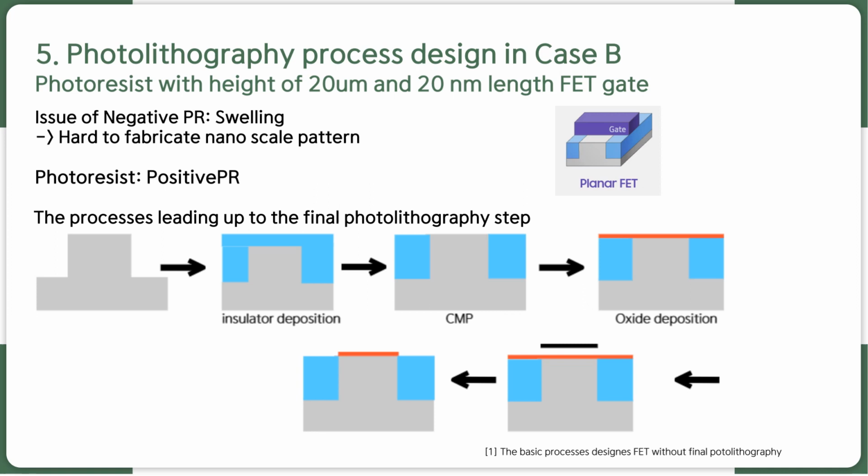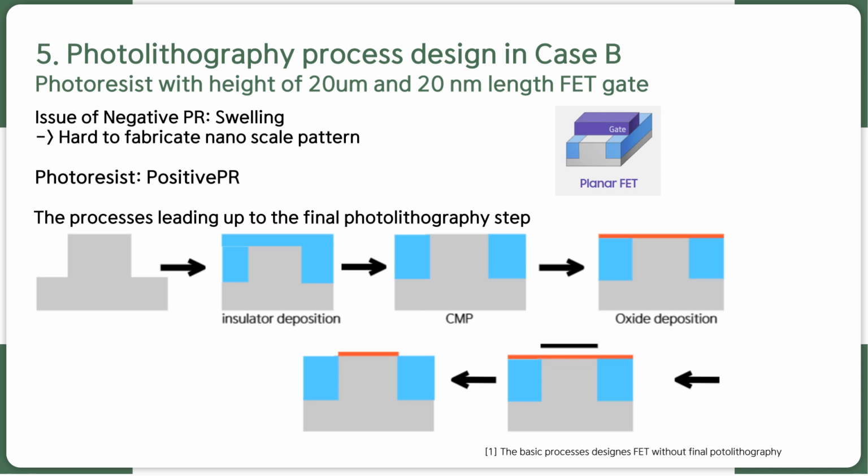For case B, the path I chose is the planar path. Swelling is a critical problem for negative PR, so it is unsuitable for fabricating nanoscale patterns. So I will choose positive PR, but that also has a problem with high aspect ratio.